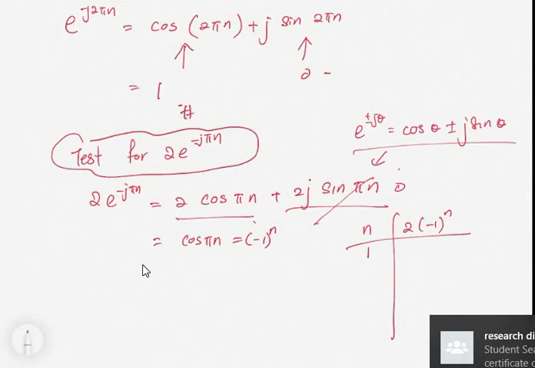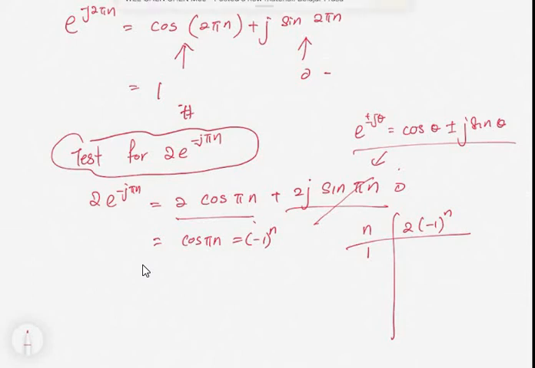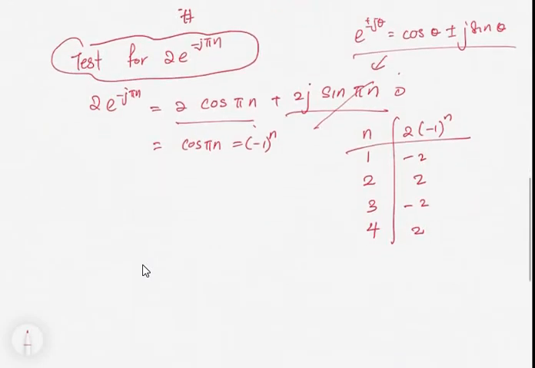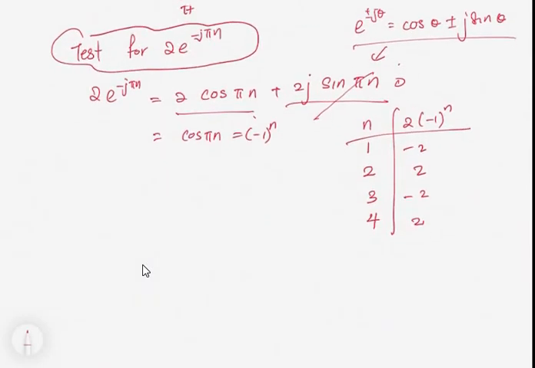Okay, so if you have 2 cos pi n, you must substitute the value of n equal to 1, so you get minus 2. When n equal to 2, you get 2. When n equal to 3, you get negative 2. And when n equal to 4, you get 2 again. So all the even and odd has the value. So I simplify here. When odd value is v over minus j 2 pi n.